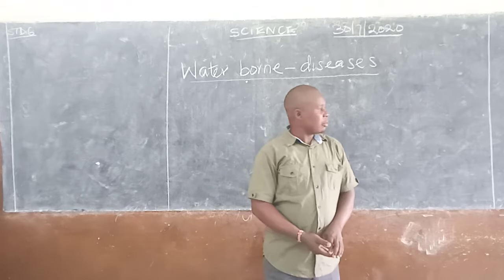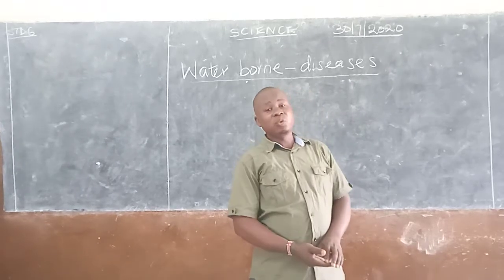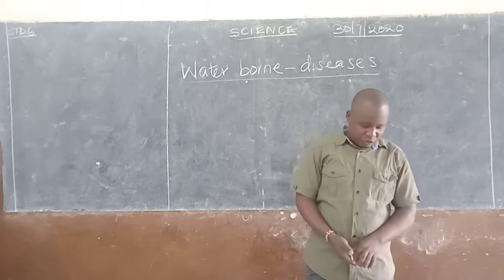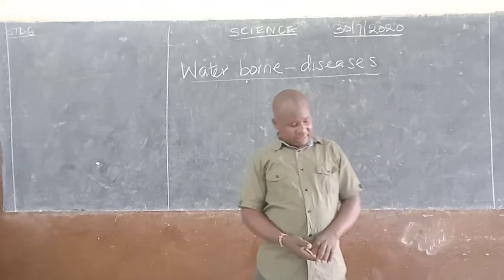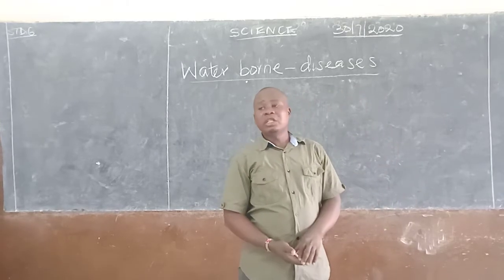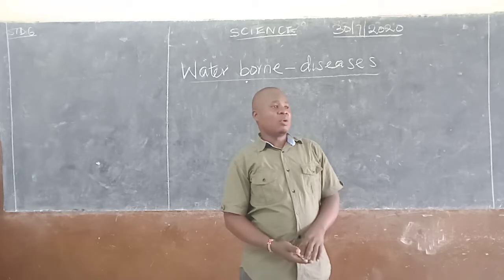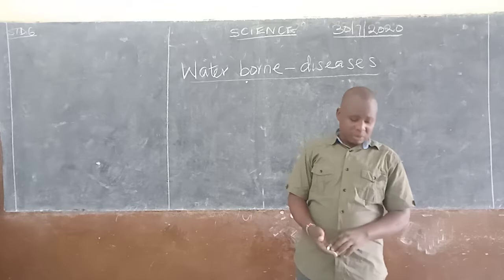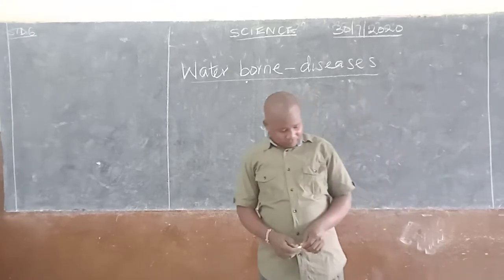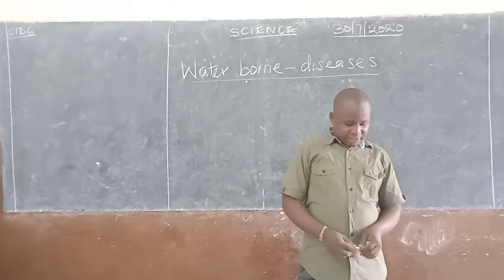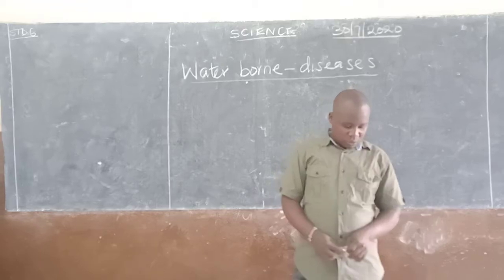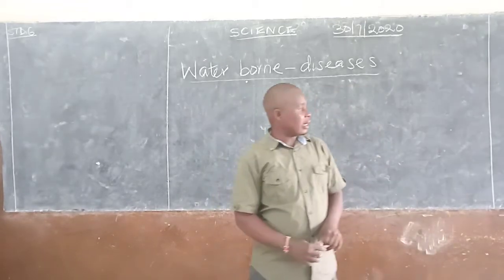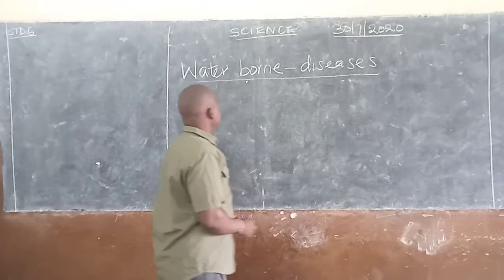Waterborne diseases are diseases that are found in water. A person can get diseases when drinking contaminated water, or walking in that water, or swimming in it. The diseases can be transmitted through water, and that is what is called waterborne diseases.